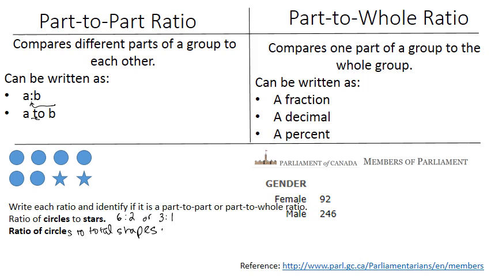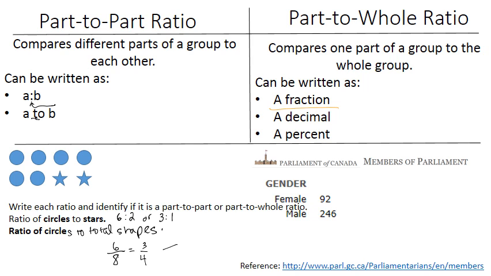So the ratio of circles to total shapes would be 6 circles out of how many shapes we have in total, which is 8 in total, which we know how to simplify. We divide it by 2, we have 3 out of 4. Now I want you to wonder and think about, why does it make sense that we can write a part to whole ratio as a fraction, but a part to part ratio can't be written as a fraction?